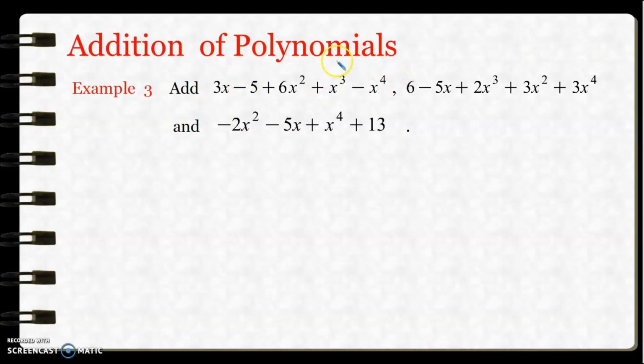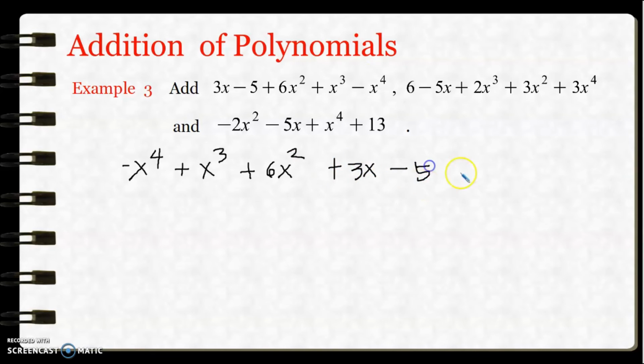So we now rewrite the first polynomial wherein the terms are arranged in decreasing powers of x. So unahin natin yung negative x to the fourth. Next is positive x cubed. Next, we have 6x squared, followed by positive 3x, then negative 5. Okay? So, kailangan careful lang tayo sa pag-rewrite, no? Then, sunod, we have a 6 here. Pwede naman din yan. Tuloy mo na dyan.